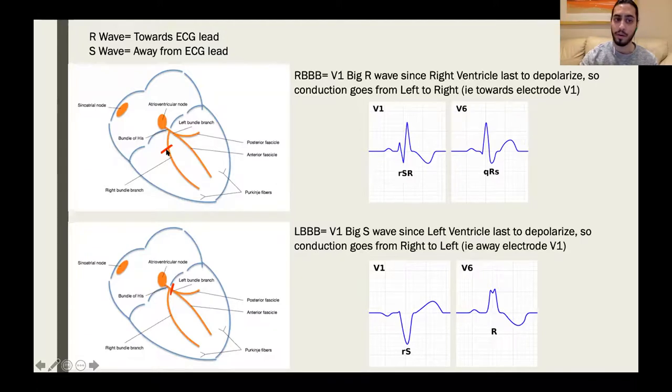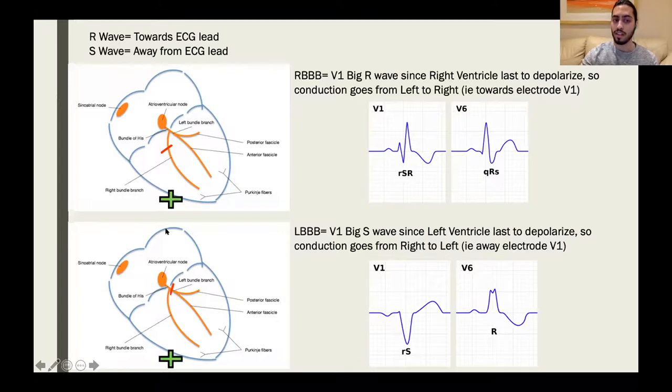So say we have right bundle branch block. Your conduction can't get through to this side of the ventricle. So what happens? You end up having all your conduction from the AVN going down your left bundle branch. And then in order to get your right ventricle to contract, because you still need to contract your right ventricle to get the blood going, the cardiac myocytes actually then take the electrical potential and the energy, and they start contracting themselves a bit slower.